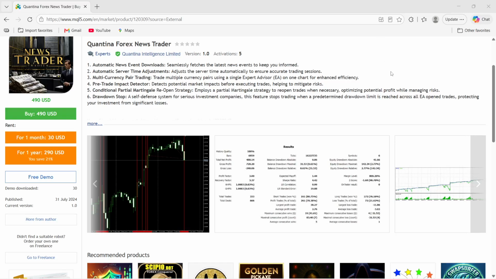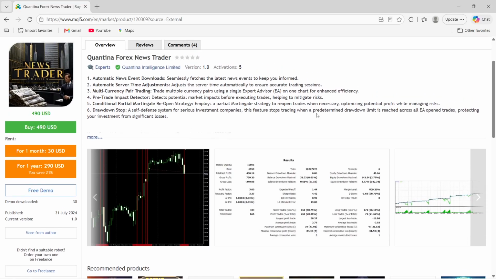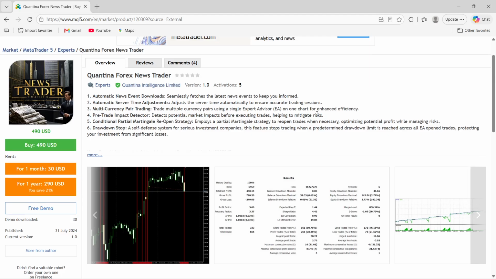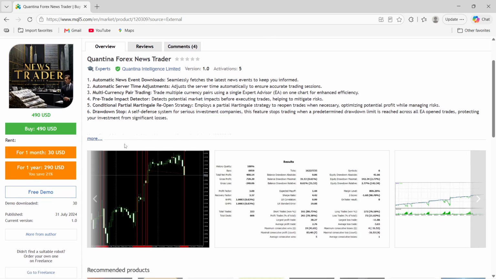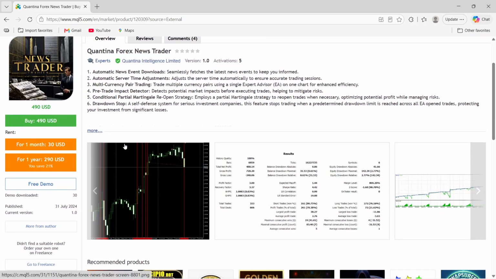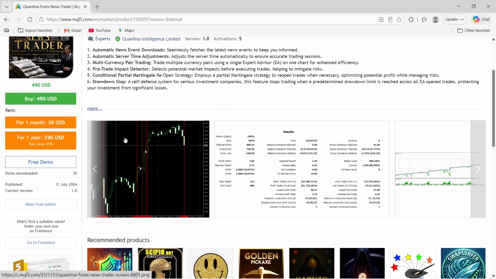Hello traders. In this video, we're taking a look at the Quantina Forex News EA from MetaTrader 5. This EA sold for 490 US dollars. It is marketed as a professional news trading robot that's supposed to take all the complexity out of trading economic releases and turn it into a clean, systematic strategy.